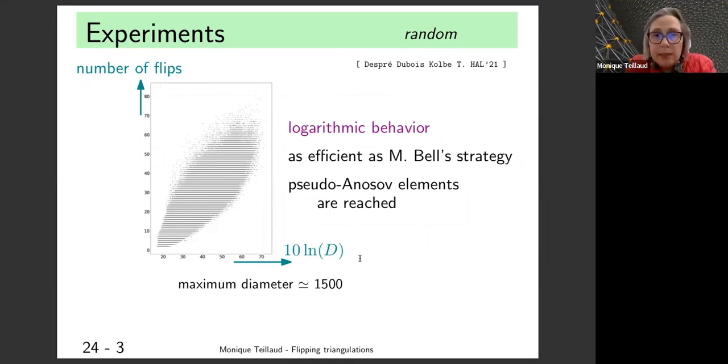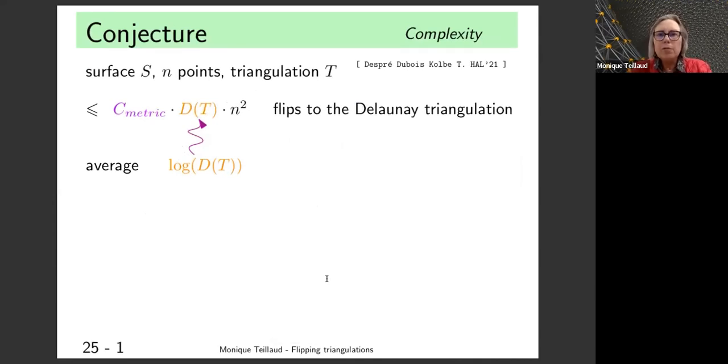And so here the X coordinate is the logarithm of the diameter. And so we see that it looks as efficient as what Mark Bell did, even though our problem is, as I said, of a different nature. So this was a surprise when we saw the curves. We were quite surprised that it still works. And we don't have to go to some asymptotic quantities. We can see that on diameters that are about 1,500. Okay, so this leads us to some conjecture.